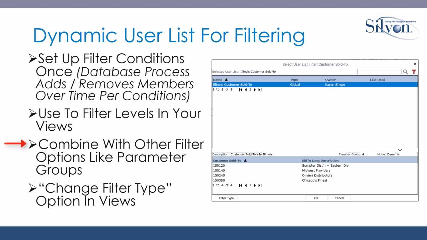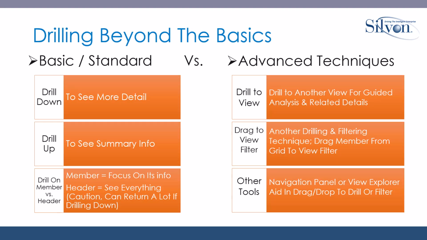As well, when you're applying the user list as a filter to levels in your view, there's a change filter type option to bring up this selection window for your user list. A couple more pieces of information here. I'll talk about drilling beyond the basics.